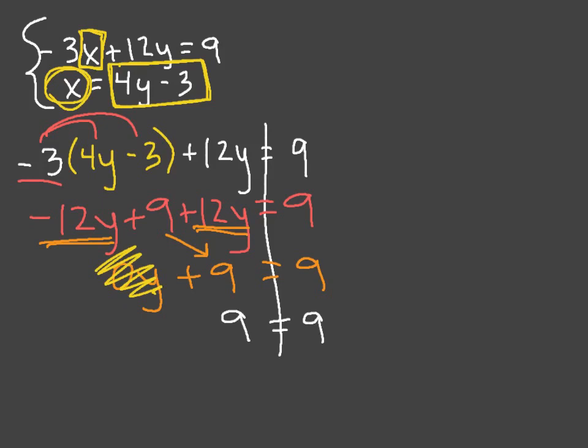Now we have two options here. Our answer is either going to be no solution, or it's going to be infinite solutions. When I look at these two numbers, since they're the same, 9 does in fact equal 9. That means that my final answer is going to be infinite solutions. We would just write infinite solutions, and then we would be done.